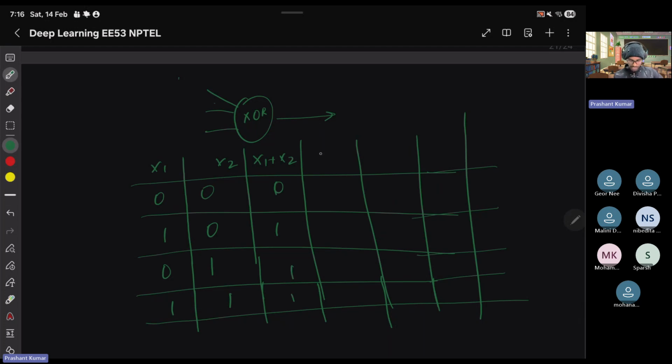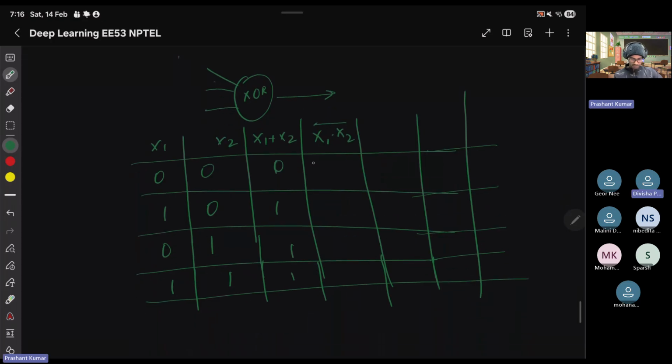And if you are saying NAND gate, that is x1 dot x2, then it will become 1, 1, 1, 0. And you can basically write this as x1 bar plus x2 bar, right? So let's write this for right now like this.